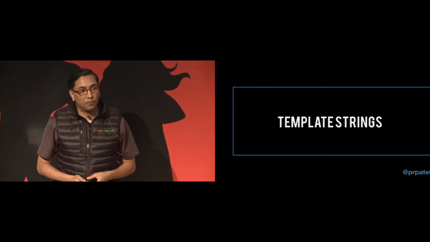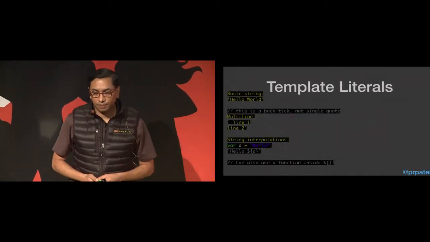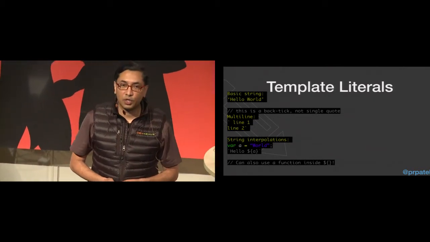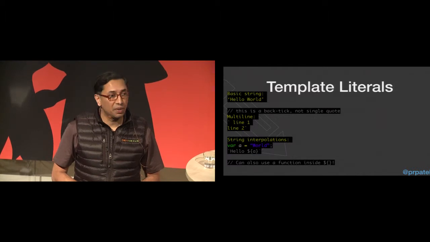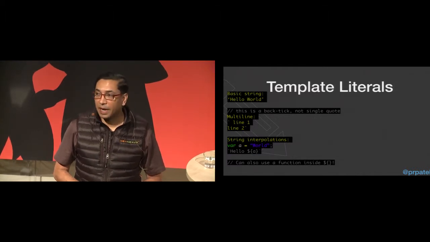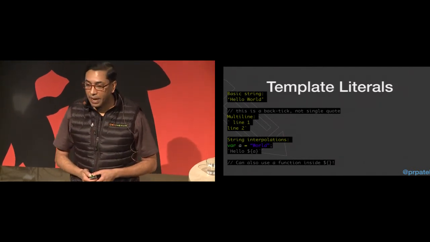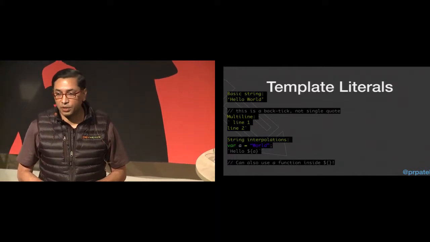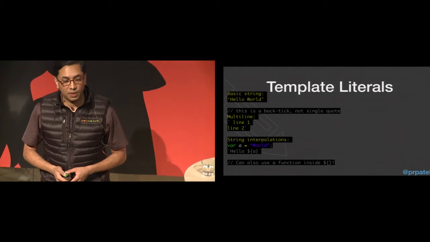All right, so we'll move swiftly on to template strings. Template strings are also known as template literals in JavaScript. We have a basic string which uses standard single quotes or double quotes. But what we do with template strings is that we use the backtick, right? The backtick is not the single quote. So we can create multi-line strings using the backtick, and also with the backtick, we can do string interpolation, by doing something simple like this.